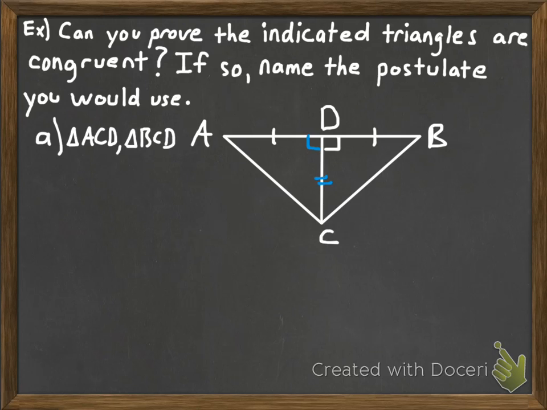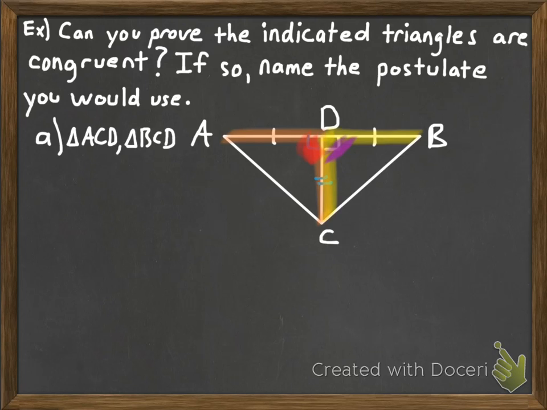Okay, so watch this. Two sides and the included angle of one triangle are congruent to two sides and the included angle of a second triangle. So those triangles had to be congruent by SAS. So the answer to this question is yes, we can prove the triangles are congruent, and we would use the SAS postulate to do that.